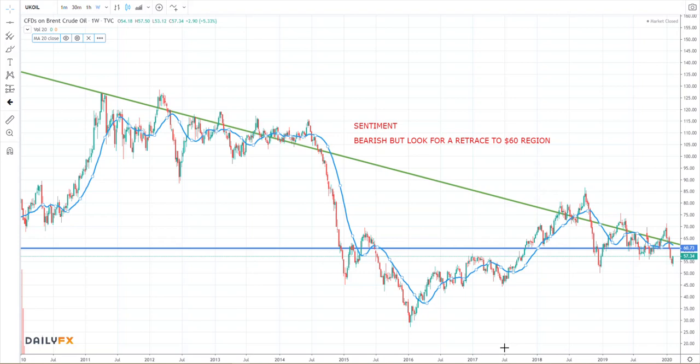Okay, so we're looking at a weekly chart here. As you can see, my sentiment is bearish, but look for a retrace to the $60 region this week. So let's go ahead and take a look.